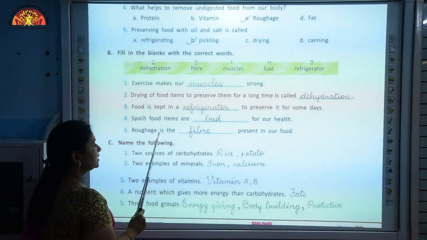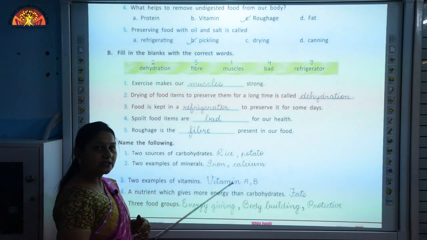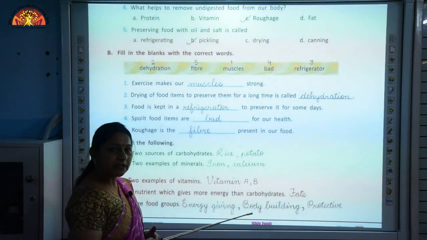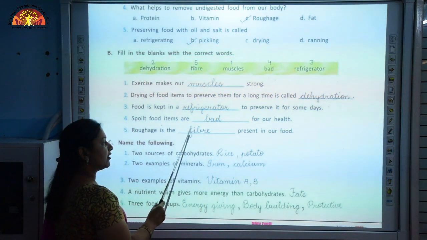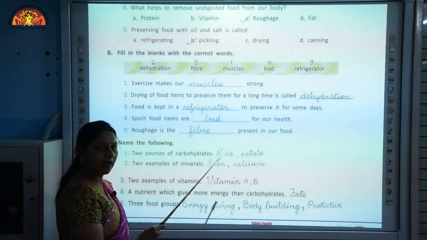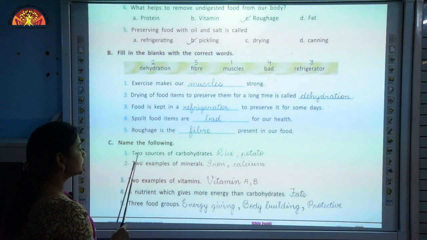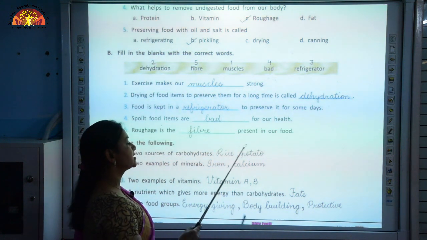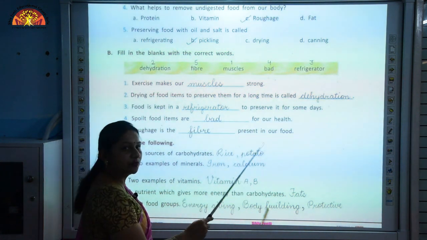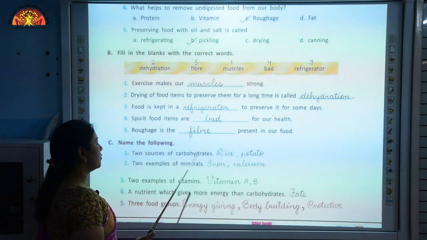Fifth one, roughage is the dash present in our food. Roughage, what is roughage? It is the fibrous part or it is the fiber which is present in our food, F-I-B-R-E, fiber. The next question, name the following. 2 sources of carbohydrates, and what are the 2 sources of carbohydrates? You can write rice, potato, bread, idli. So, these are the 2 sources of carbohydrates.